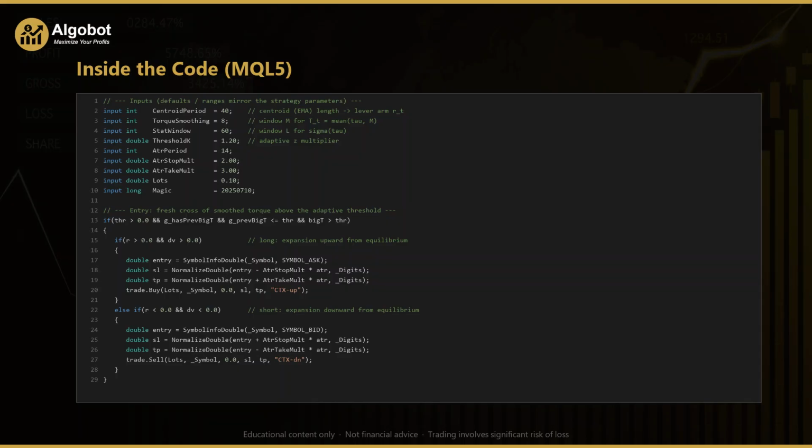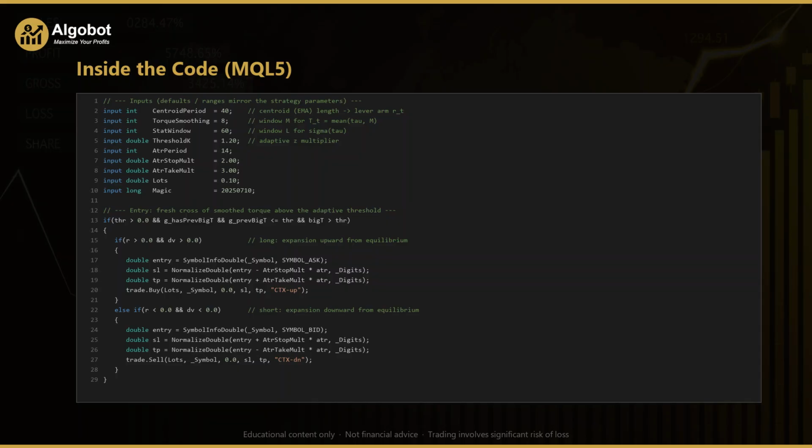Now the entry block. The outer condition is the key. The threshold must be positive, and the smooth torque, called big T, must have been at or below it on the previous bar and now be above it. That is the fresh upward cross. Inside, 2 branches decide the side.